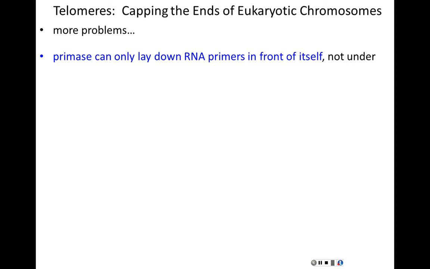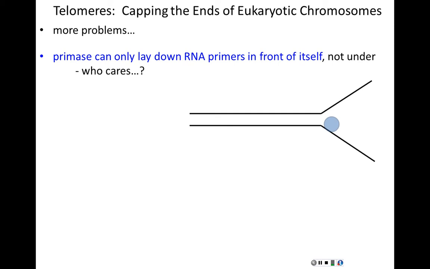So who cares, you say? What difference does it make? Well, it does make a difference. Here again is our simple schematic of a replication fork. You should know the lay of the land by now. On the bottom is the lagging strand. So imagine that RNA primase has landed right here. It makes the RNA primer in red in front of itself, and then new DNA is synthesized in light blue from that point forward. Great, right? Nice structure. DNA is made to the very end of the molecule.